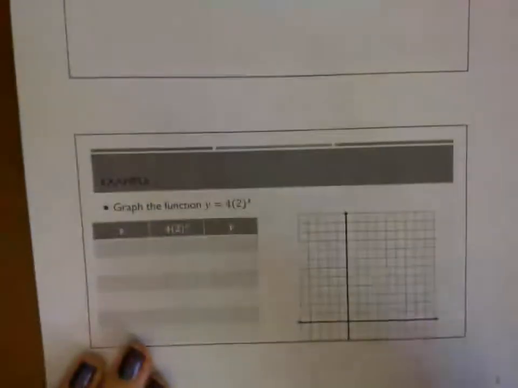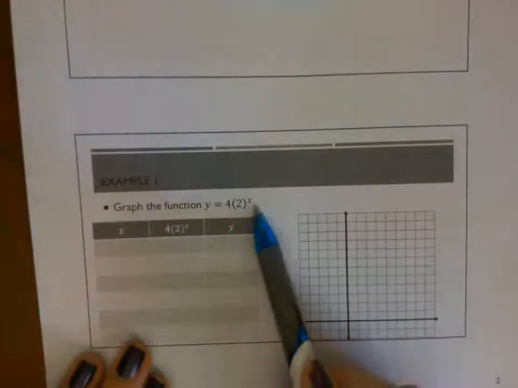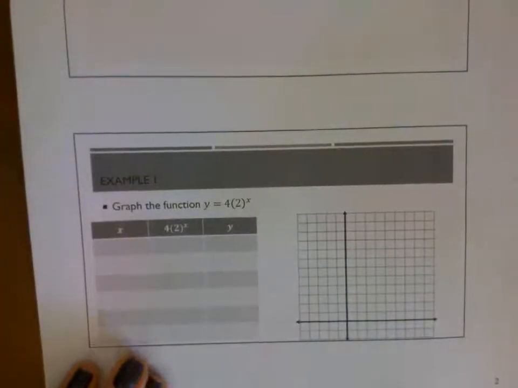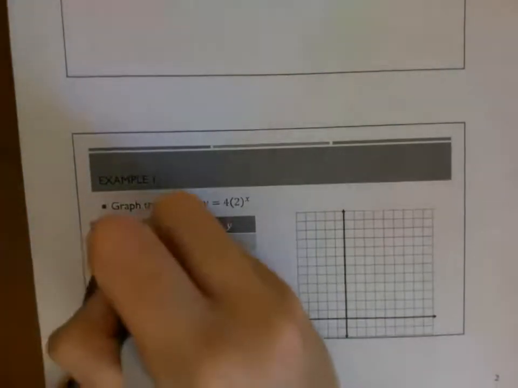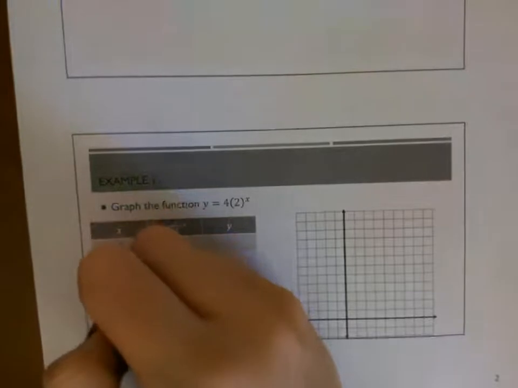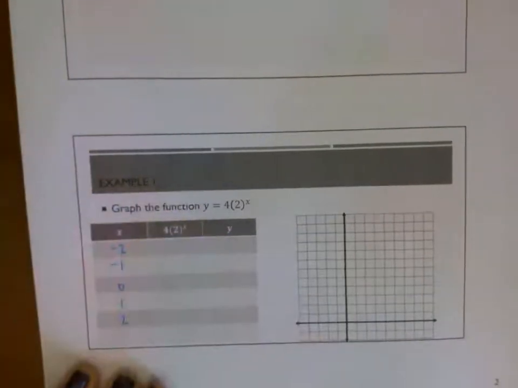All right, so if I asked us to graph the function y equals 4 times 2 to the x, I'm going to just say we need to pick some values for x. Let's pick -2, -1, 0, 1, and 2. And for now, those values will be perfect.